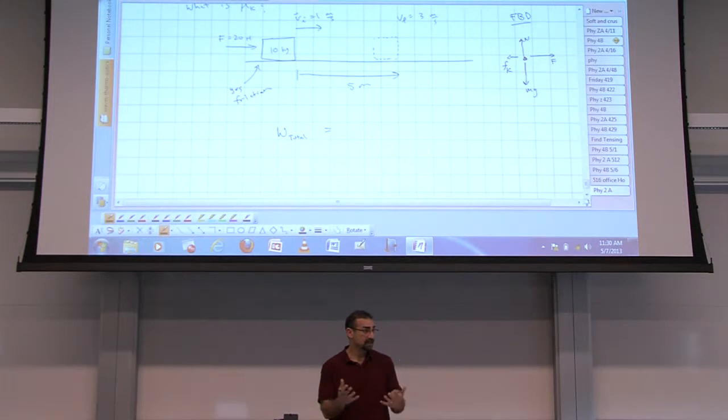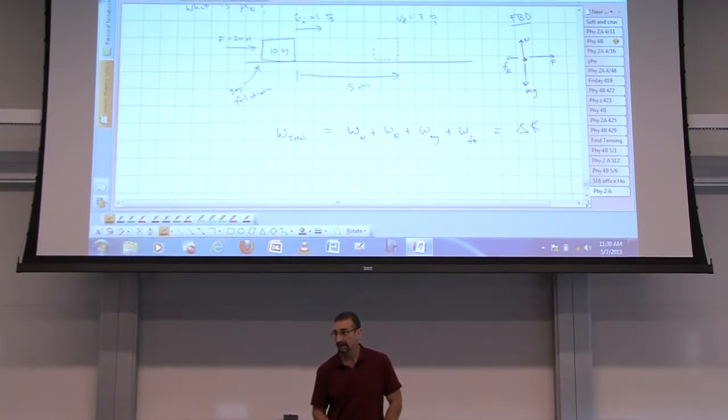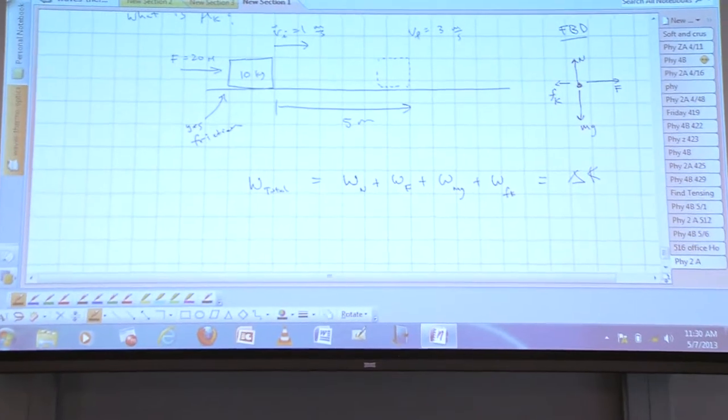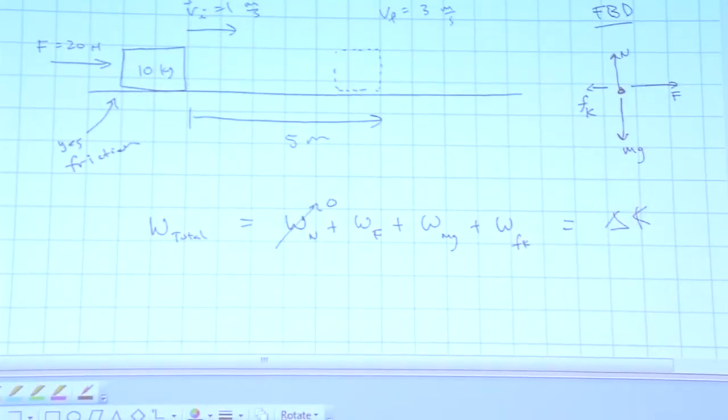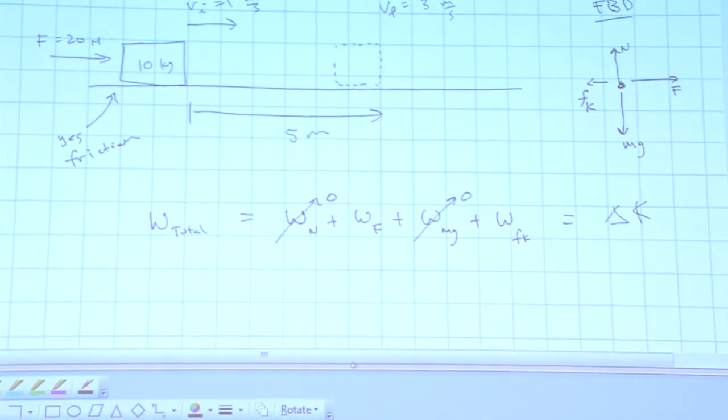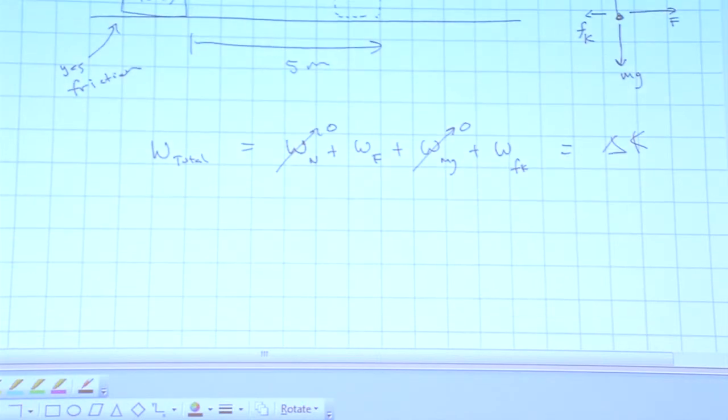Why do we need the total work done? Because we're going to equate that to change in kinetic energy. And that has to equal change in kinetic energy. We already know that the normal force and the weight do no work. So we have the work done by friction added to the work done by F is going to be final kinetic energy minus initial kinetic energy.